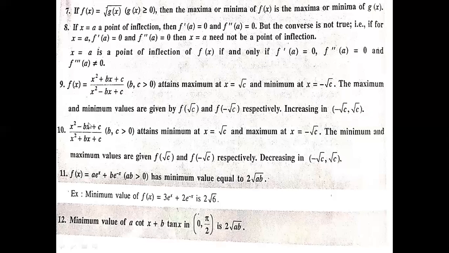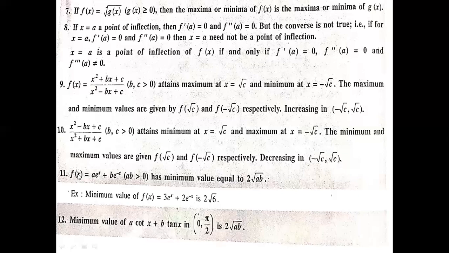10th point, (x square minus bx plus c) by (x square plus bx plus c), where b, c greater than 0, attains minimum at x is equal to root c. Again here we have to substitute the c value. And the maximum at x is equal to minus root c. To get the minimum value and the maximum value, we have to find the values of f of root c and also f of minus root c respectively. This is decreasing within the interval minus root c comma plus root c.